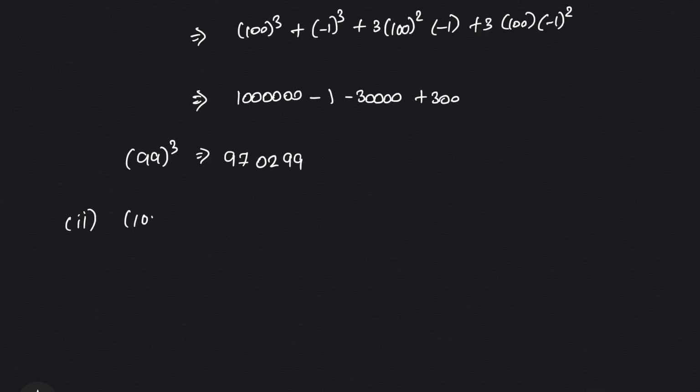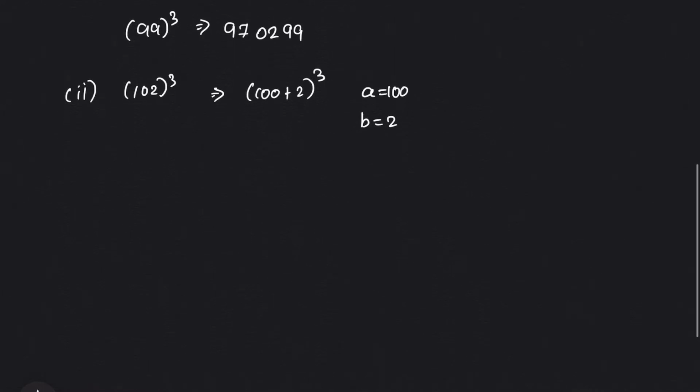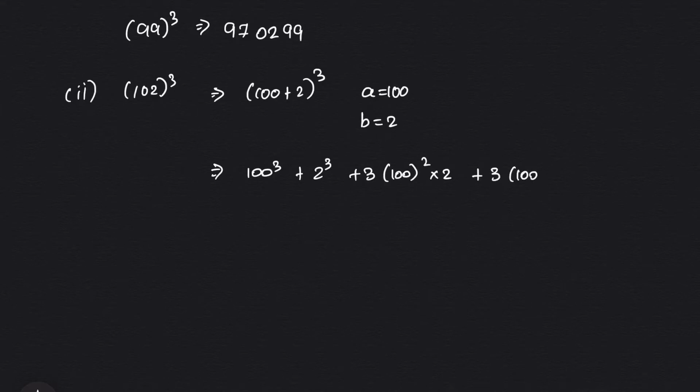So 102 whole cube. So this is also split as (100 plus 2) whole power 3. So again the a value is equal to 100 and the b value is equal to 2. Just replacing in the formula. First one, a cube, so 100 cube, plus b cube, the value is 2 power 3, plus 3a square b, that means 100 square multiplied by 2, plus 3a b square.